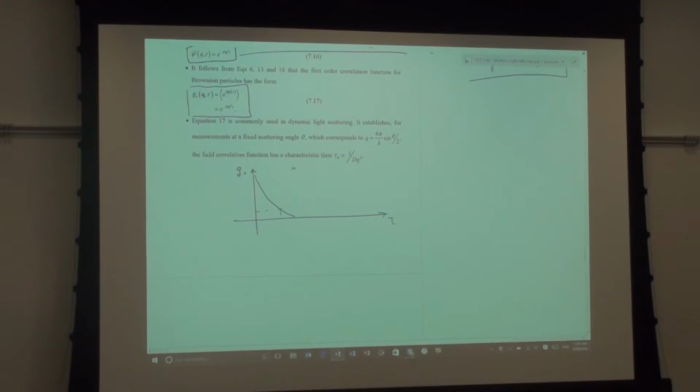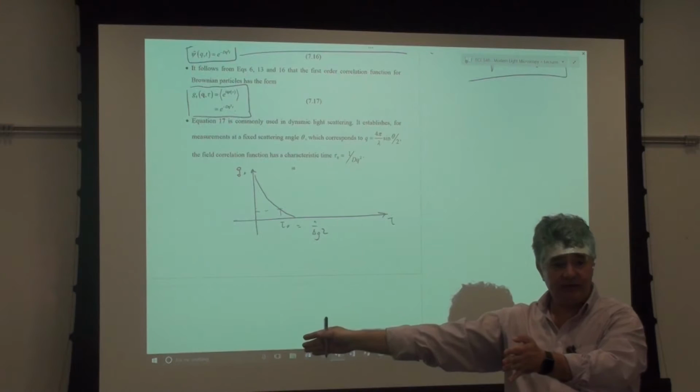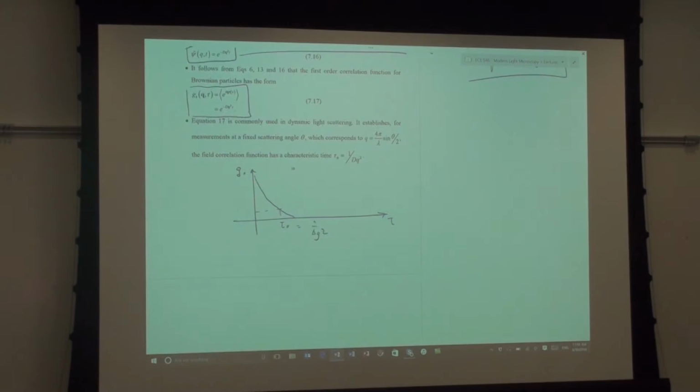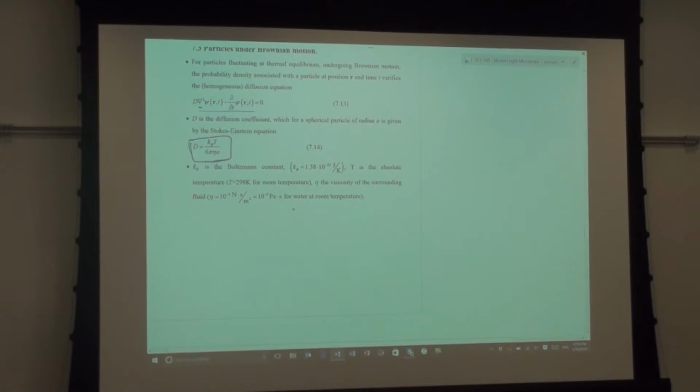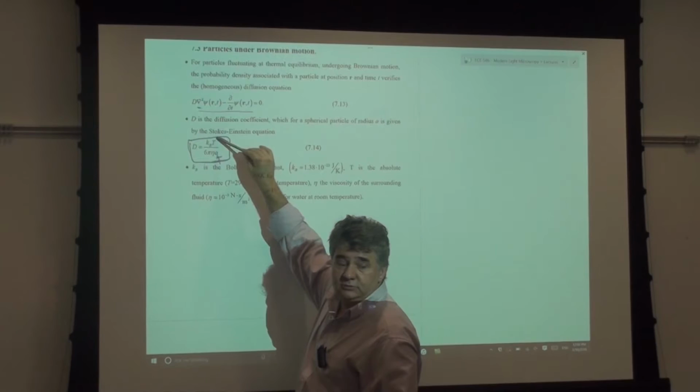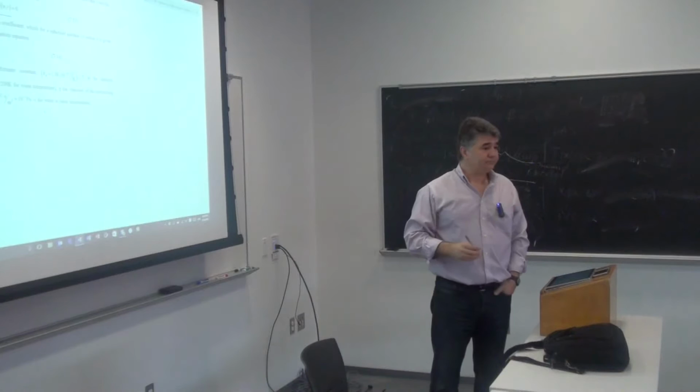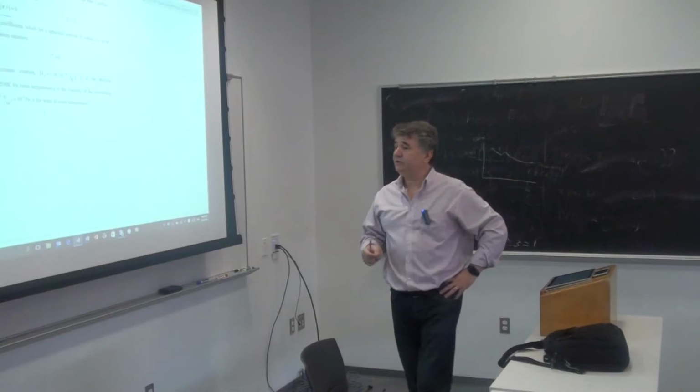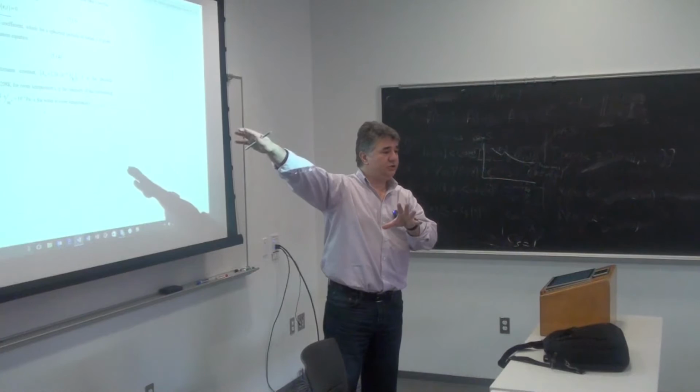So I measure this. Once you measure this, I know that tau naught is nothing more than 1 over dq squared. I know my q because I picked it. I did the measurement over this particular angle. My q is fixed. Therefore, I can get d. And if I got d, then pretty much I'm done, because d depends on the radius. The diffusion coefficient depends on the radius of the particle, viscosity, and temperature. Is that cool or what? You're able to size particles without touching them, without imaging them. Just send light, measure here, get their fluctuations, autocorrelation, and you get it out.